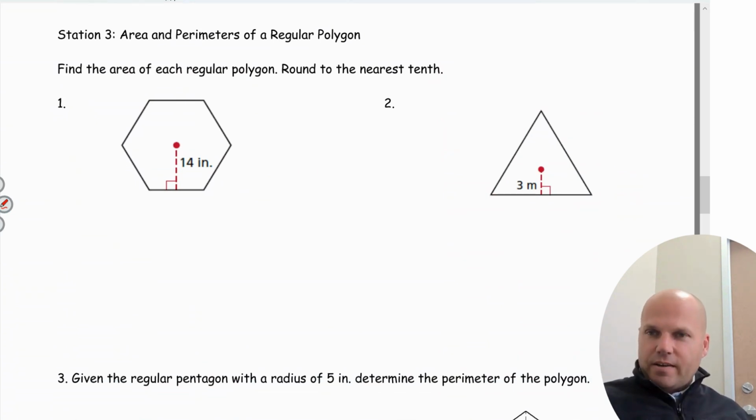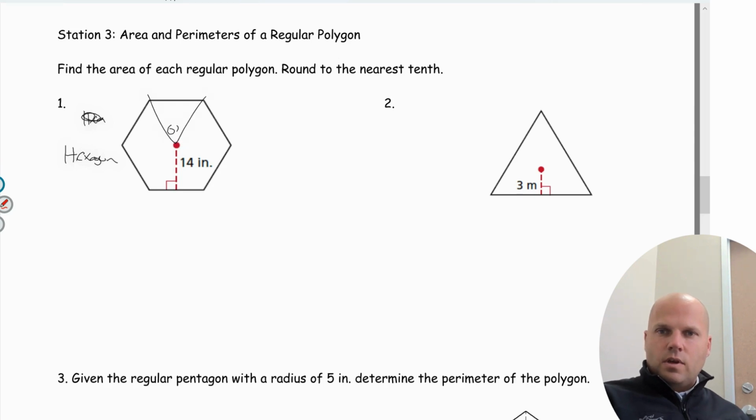Cool. Well, it's the area. All right, this one we're given the height. Now, what's great about this is that it is a hexagon. Hexagons are the best hexagons because all of these interior angles are 60 degrees. So this angle here is 60. How did I do it? I did 360 divided by 6, which means if I split that in half, that angle up top is 30, which means I have a 30, 60, 90 triangle.